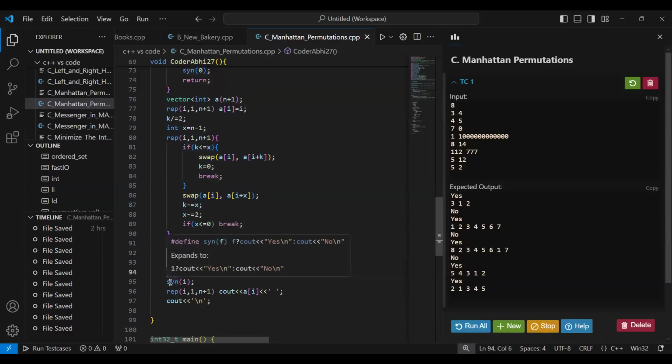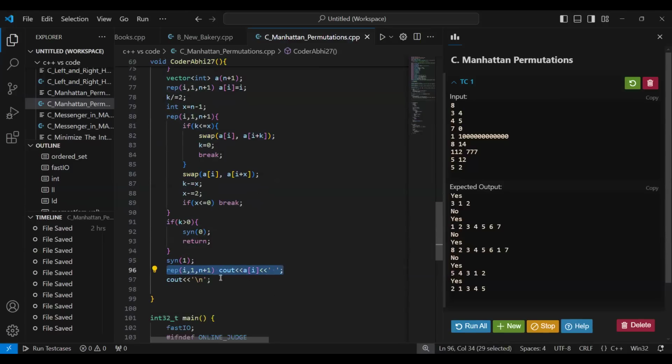And if everything is fine, we would do cout yes in this case and just print our array from 1 to n. Cout. Next line. Okay. So I hope this was clear. The idea and the code, if everything is clear, you can write down a yes in the chat. If there's a doubt, you can ask.